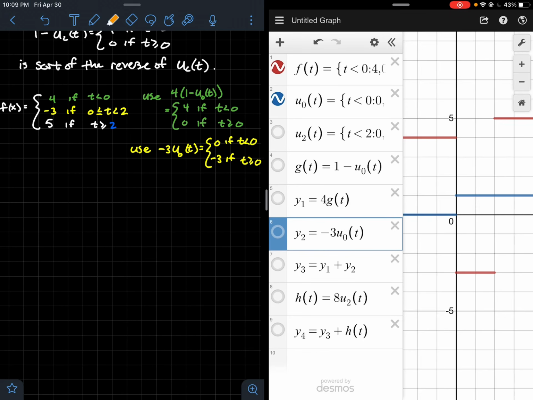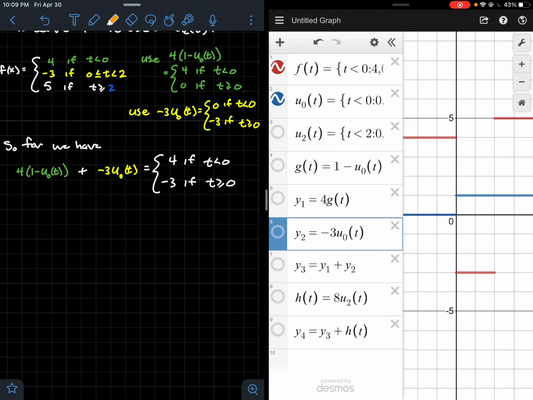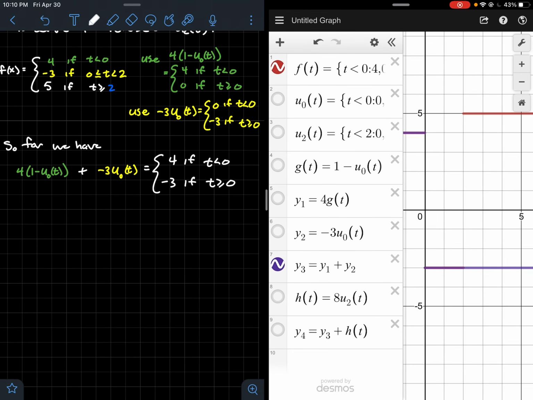All right, cool. But there's something a little bit off, like we're not quite done yet. We've only modeled two parts of it here. So far, where are we at? I'm going to take the green piece, 4 times 1 minus u0 plus -3 times u0. What would that be? You can really just line up: when t is less than 0, 4 plus 0, it should be 4. And when t is bigger than or equal to 0, we're going to do 0 plus -3, which is -3. And so we've modeled part of what's going on. If I do that here, this is what I've got as y3. I've got this much in my picture. But what do I need to do?